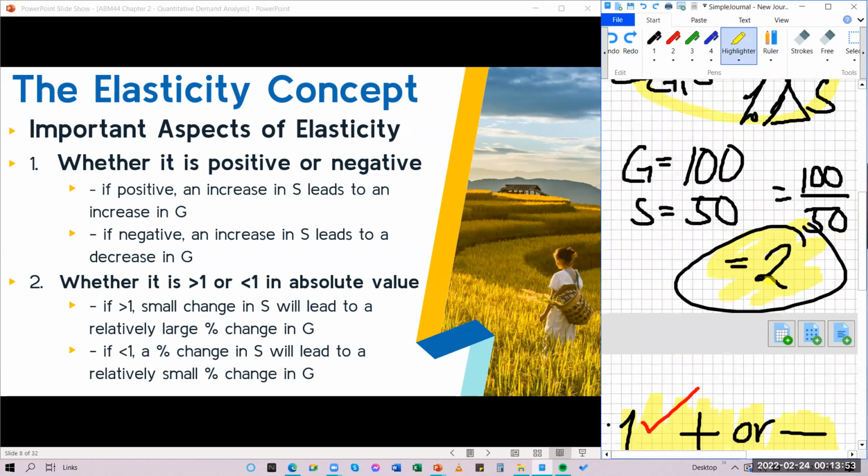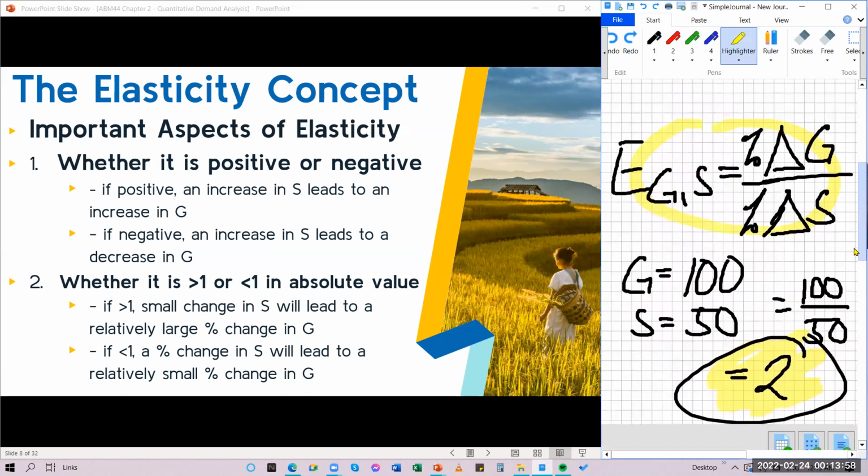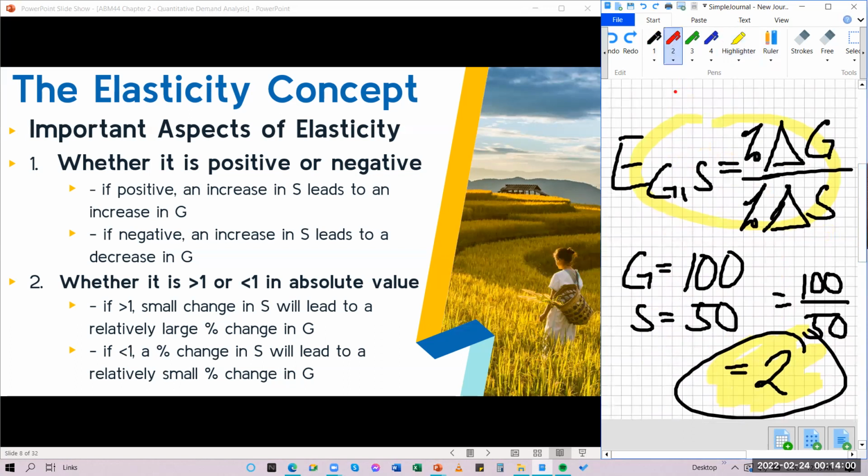As you can see in the example, it is greater than 1 because it is a 2. So that means a small change in your price, which is the 50, will lead to a big impact on your grades. So it's the same as earlier.